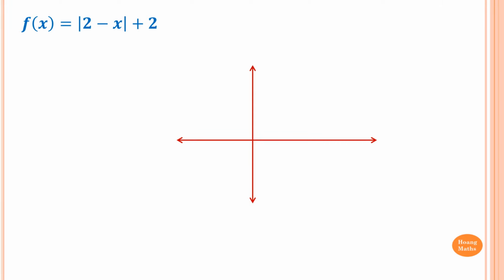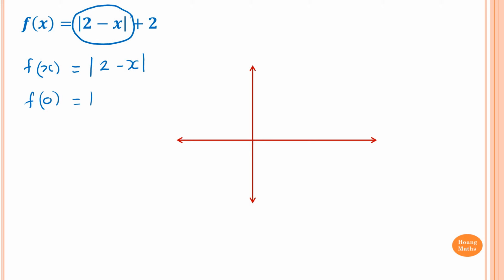Please stop the video and do this one yourself. First of all, to sketch this graph, we need to sketch this one first, and then we just shift 2 units up. So just write it out first. f(x) equals 2 plus the absolute value of 2 minus x. To do this, all I need to do is find the x and y intercepts. So f(0) is equal to the absolute value of 2 minus 0, so that gives me 2. So the intercept is 2 here.